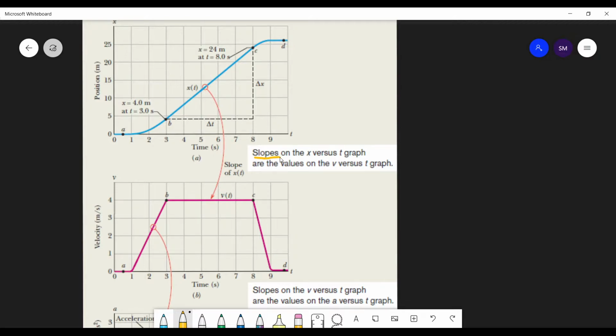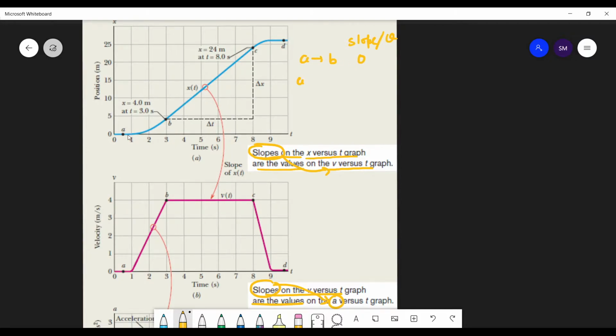So the slopes on the xt graph are the values on the velocity time graph. These slopes will become values for the VT graph. And the slopes of the VT graph become the values for the AT graph. Is this clear? So whenever you say that from A to B, slope of this graph is 0, you can say the velocity is 0. Up to A, the slope is 0.